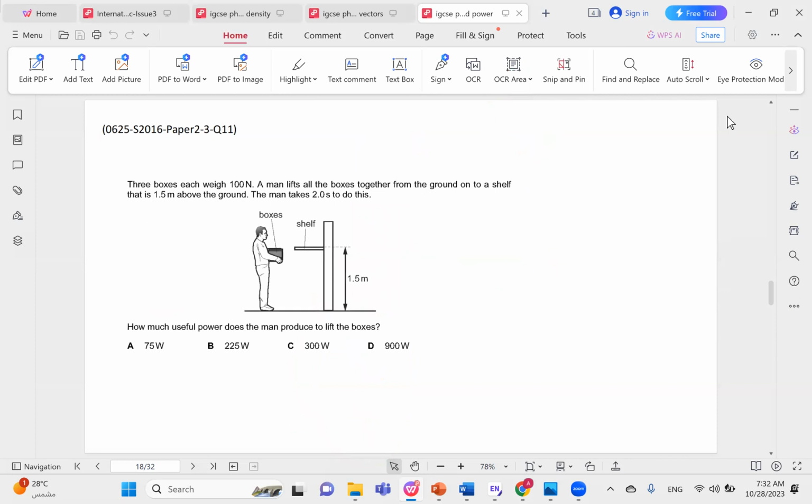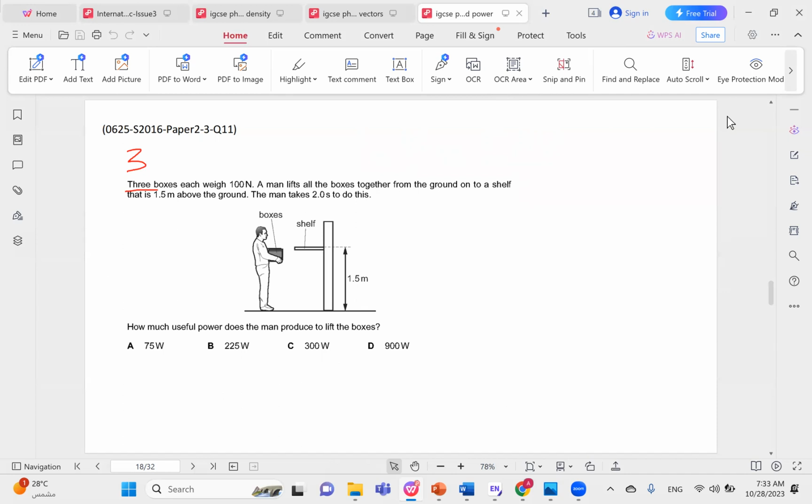3 boxes each weigh 100 newtons. A man lifts all the boxes together from the ground. Again, remember the classical Cambridge technique of confusing you by writing quantities in terms of letters. So let's underline that and write 3 on top of it because you're probably going to miss that if you don't pay careful attention. So we have 3 boxes, each of weight 100 newtons. A man lifts all the boxes together from the ground onto a shelf that is 1.5 meters above the ground. The man takes 2 seconds to do this. How much useful power does the man produce to lift the box?